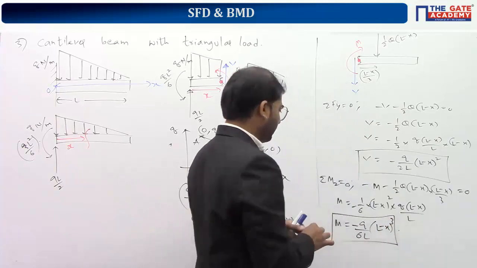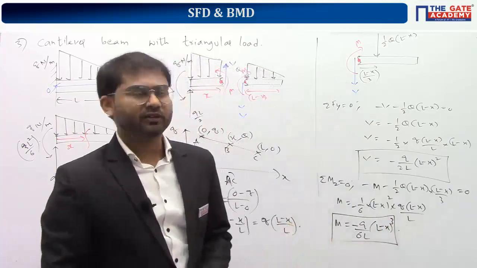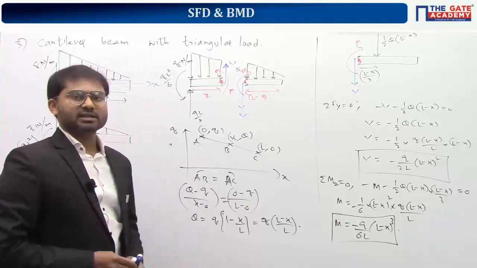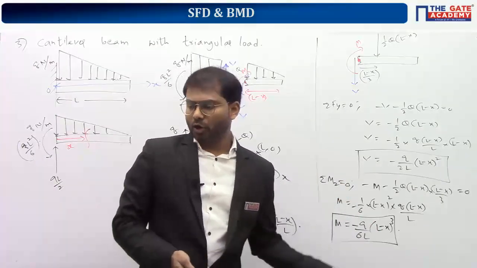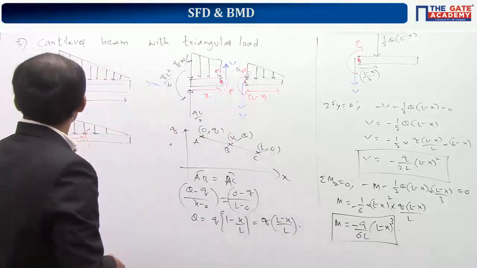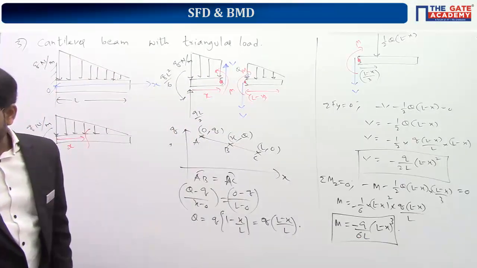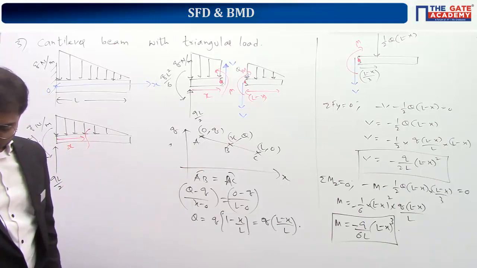So we are getting the bending moment equation as a cubic equation, and we are getting the shear force diagram equation as a quadratic equation. So it's a parabola and it's a cubic equation. Okay. Kindly copy till here. I will rub the board and I will draw the shear force diagram and bending moment diagram here.